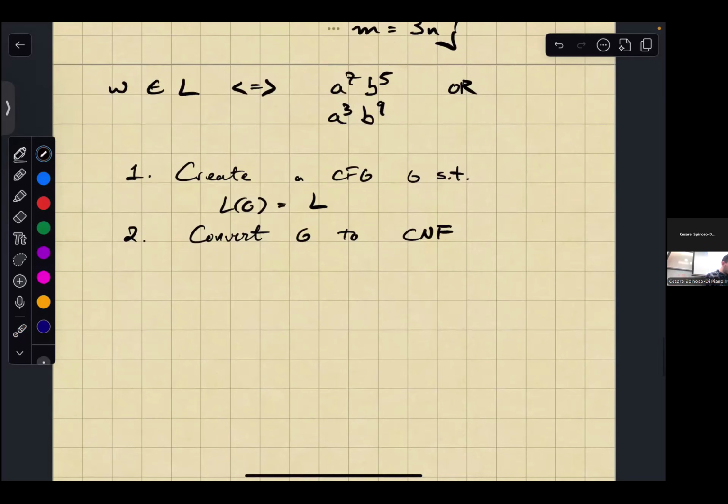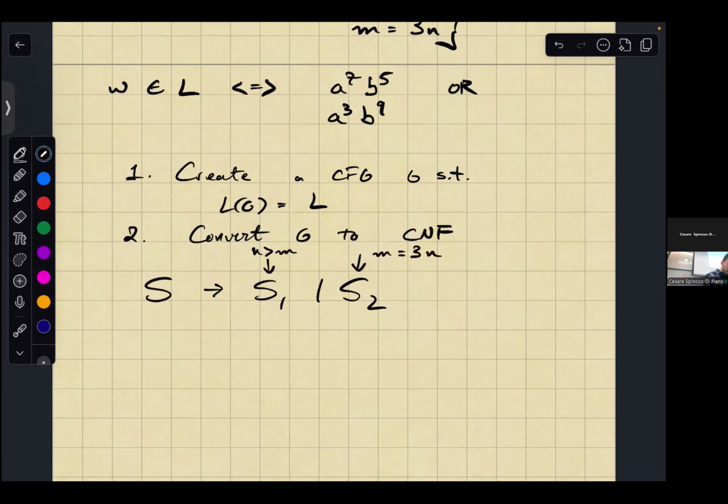So let's see, how am I going to do that? My global start variable is going to go to two intermediate start variables. This one is going to be for n strictly greater than m, and this one is going to be for m equal to 3n.